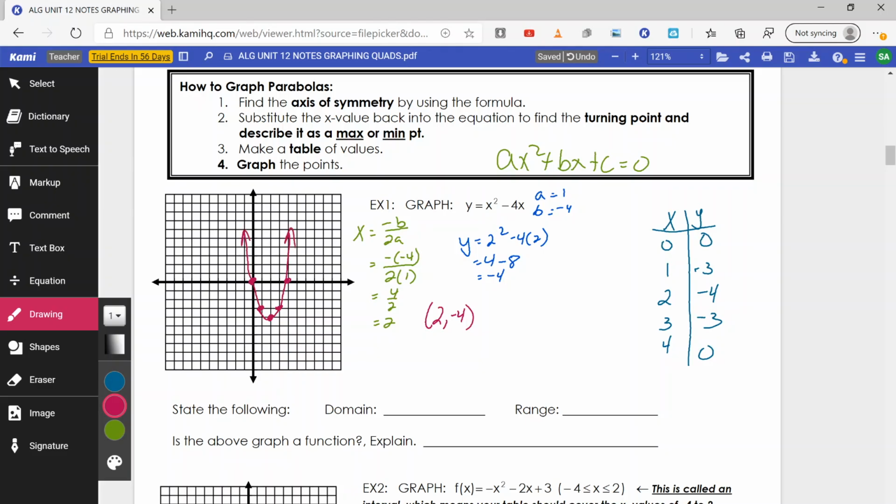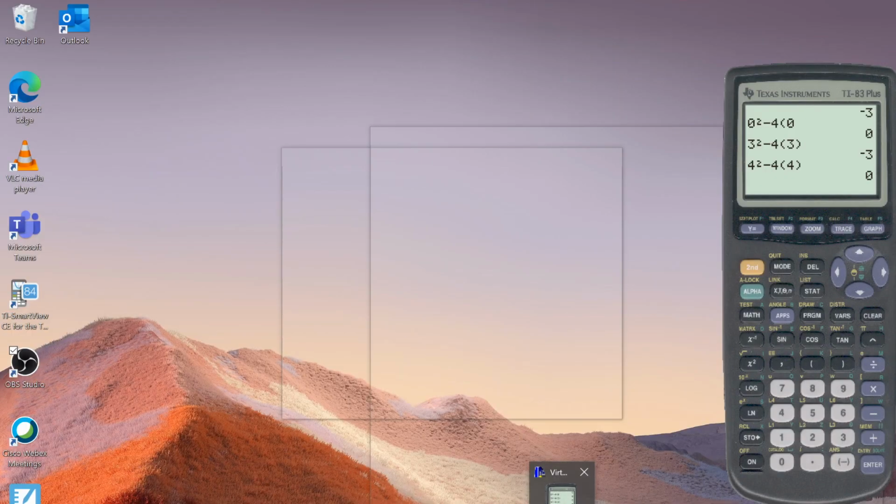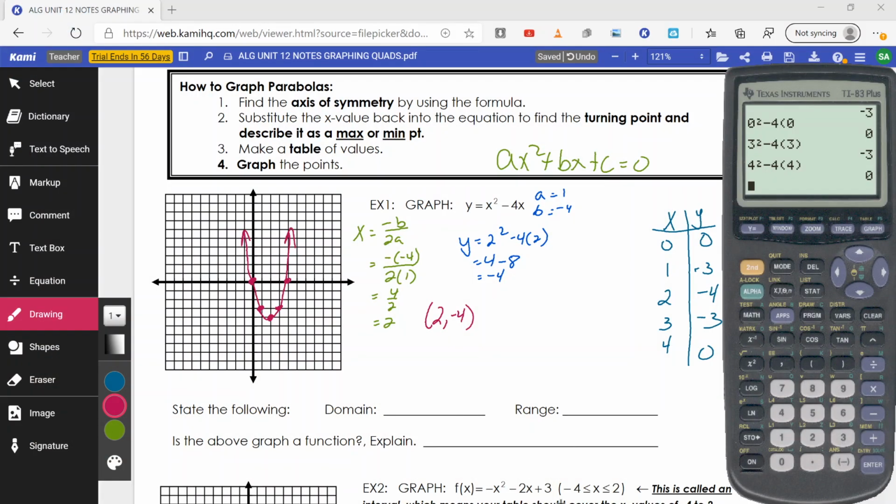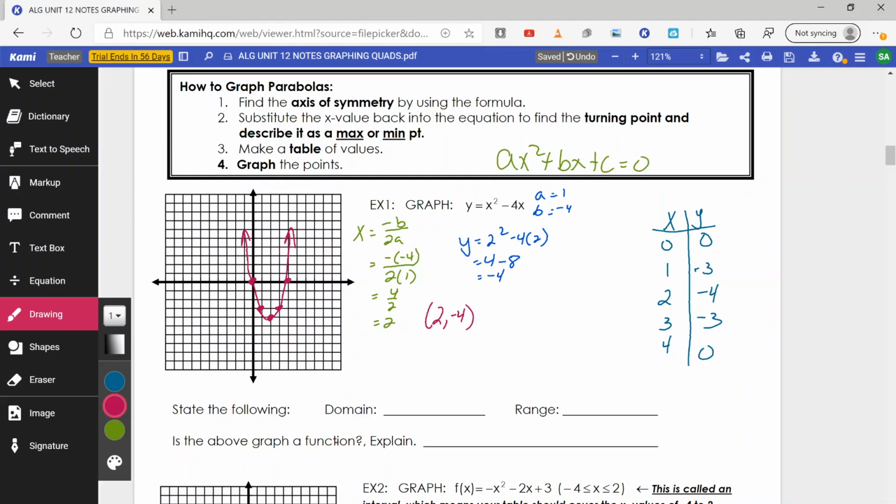So we're going to do the best that we can to draw a curved parabola through each of these points. As long as it looks like it should, then we are good with that. Now state the following: domain, range, and is the above graph a function, yes or no?